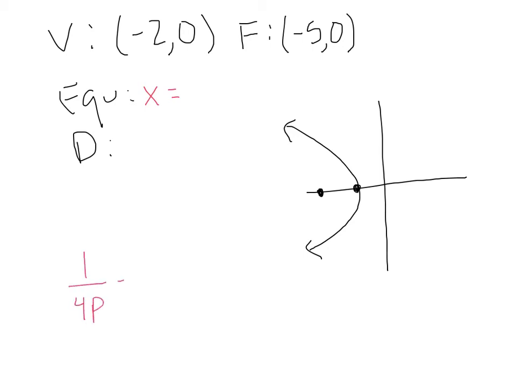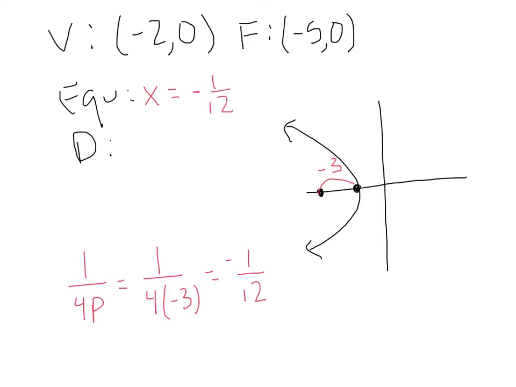And we can find p by looking at our graph, the distance from the vertex to the focus. How far do you travel to get from (-2, 0) to (-5, 0)? You go -3, and so that tells us what p is. So 1/4 times -3 is going to get us our value of a. It's going to be -1/12. I'm going to go ahead and put this in my equation.